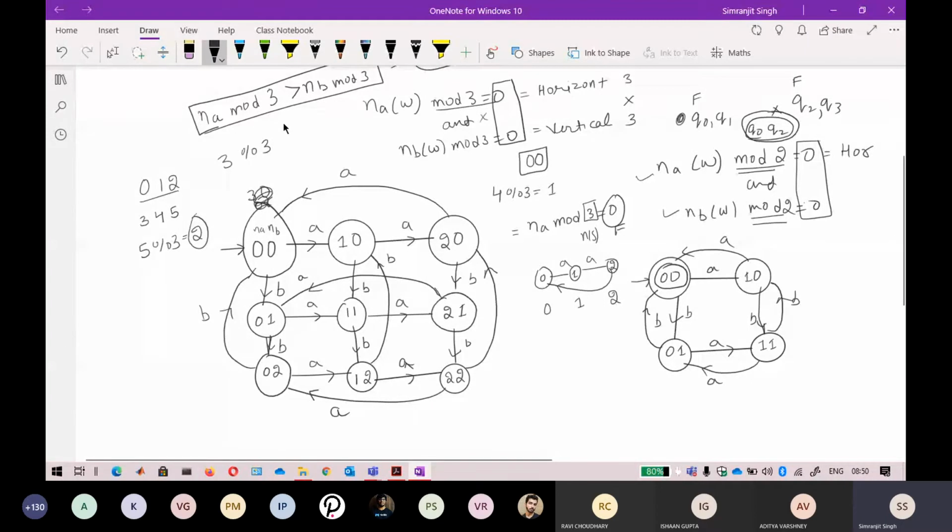So which will be the final state? Your number of A's should be greater than number of B's. So 1 0, 2 0, and 2 1. Yeah, because I want a greater. Okay, so number of A's is greater than number of B's.